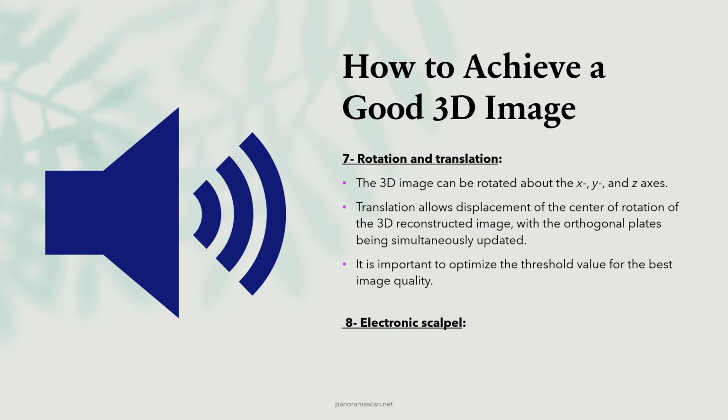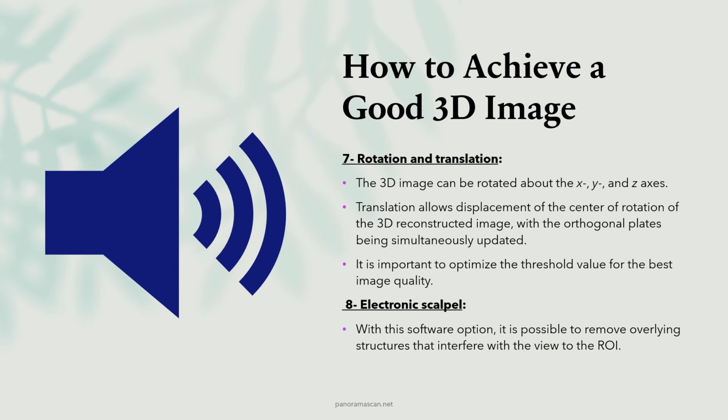Sometimes, overlying structures, such as the umbilical cord, placenta, or fetal limbs, can obscure the region of interest in the 3D image. This can make it difficult to accurately assess the target anatomy. The electronic scalpel software option provides a solution for this issue.